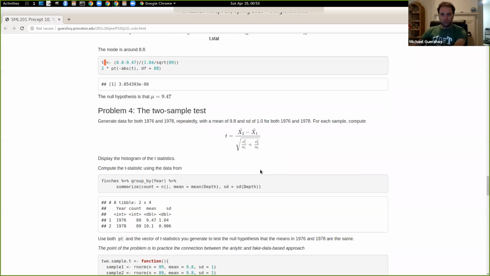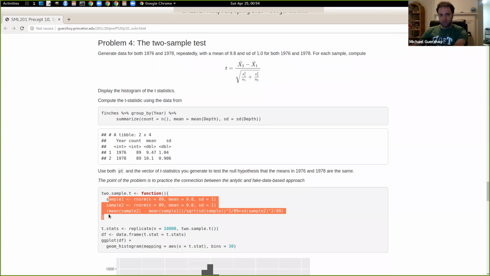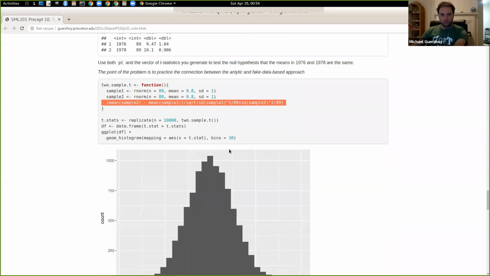So now we're doing the two-sample t-tests. We generate data for 1976 and 1978, and we're just saying that the mean is 9.8 and the SD is 1.0 for both of them. And we're computing this t-statistic. This is how we do it, right? So we generate this t-statistic. Now we want to say, okay, what's the question asking?